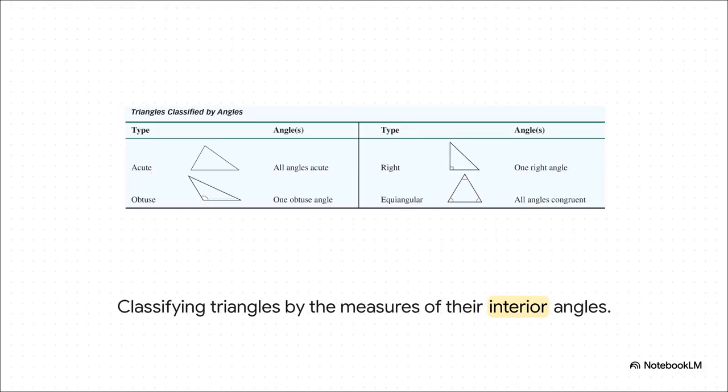Okay, that was sides. Now let's classify triangles by their angles. If all 3 angles are kind of sharp, less than 90 degrees, that's an acute triangle. Think acute little angle. If it has one big, wide-open angle, more than 90 degrees, that's an obtuse triangle. If it's got that perfect 90-degree corner, like the corner of a piece of paper, that's a right triangle. And if all 3 angles are exactly the same, we call that equiangular.